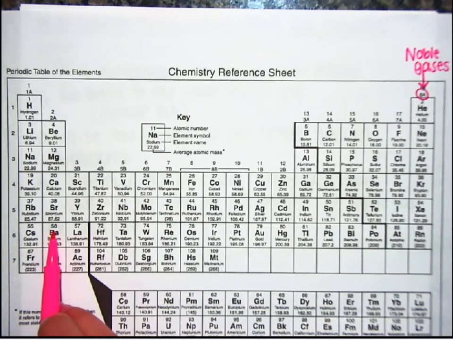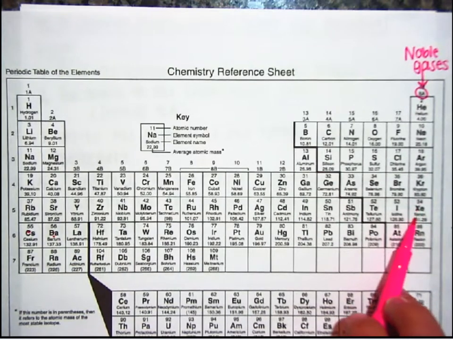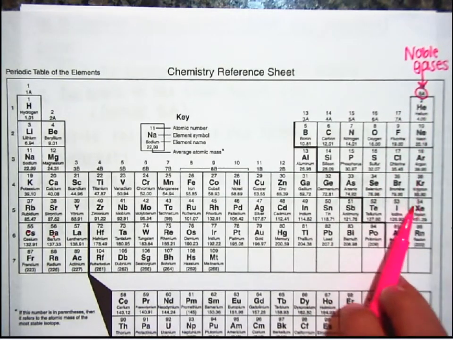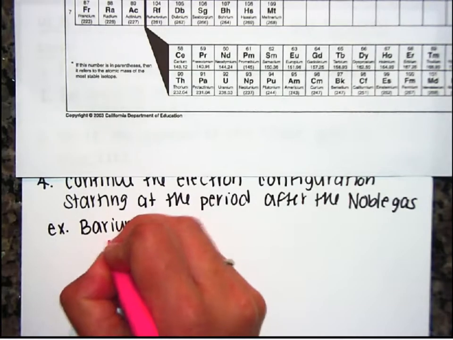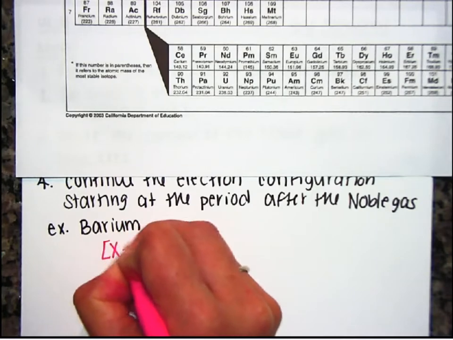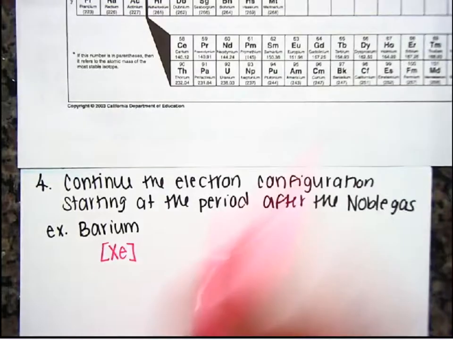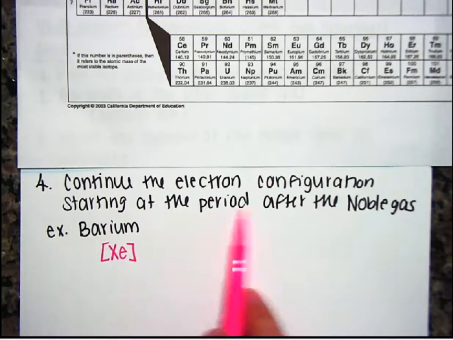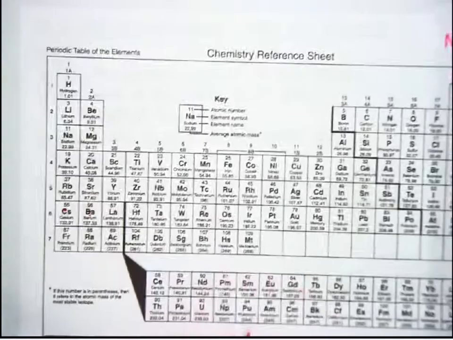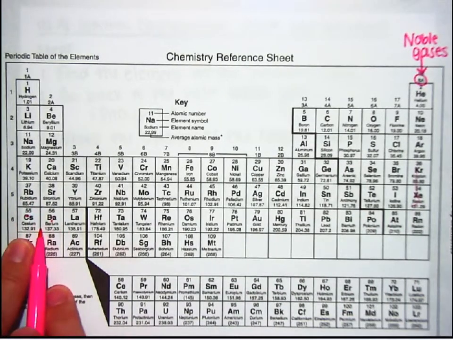So I'm going to go from 56 down to 55, down to 54. Xenon is a noble gas. We are going to write the noble gas in brackets. Once we have the noble gas in brackets, we're now going to continue writing the electron configuration starting at the period after the noble gas. So xenon is in period 5. I'm going to start here in period 6.